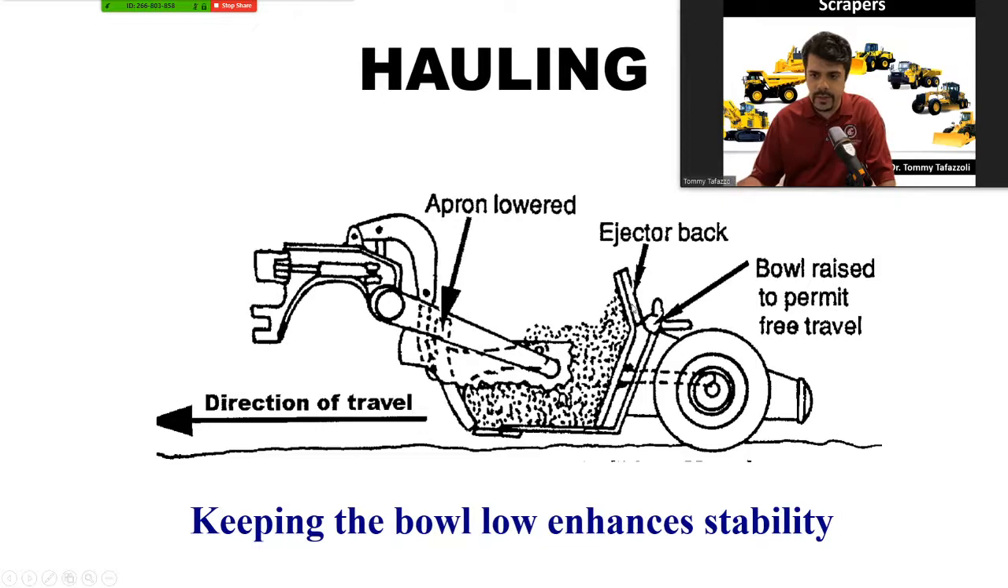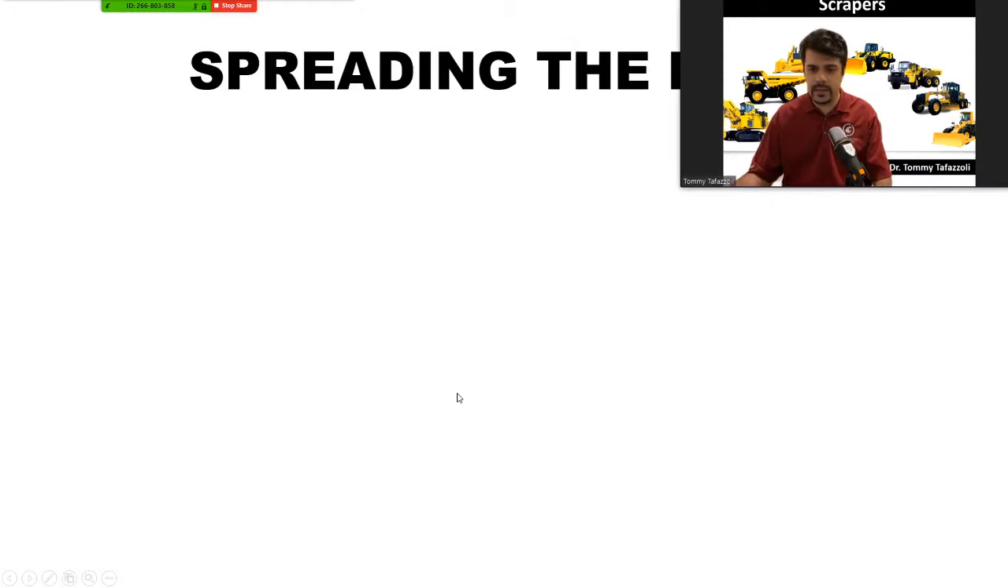The ejector is in the back, and the bowl is raised to permit free travel. Keeping the bowl low enhances stability. If you move it up, the machine will also use more gas because it will be unbalanced. The weight would be unbalanced.